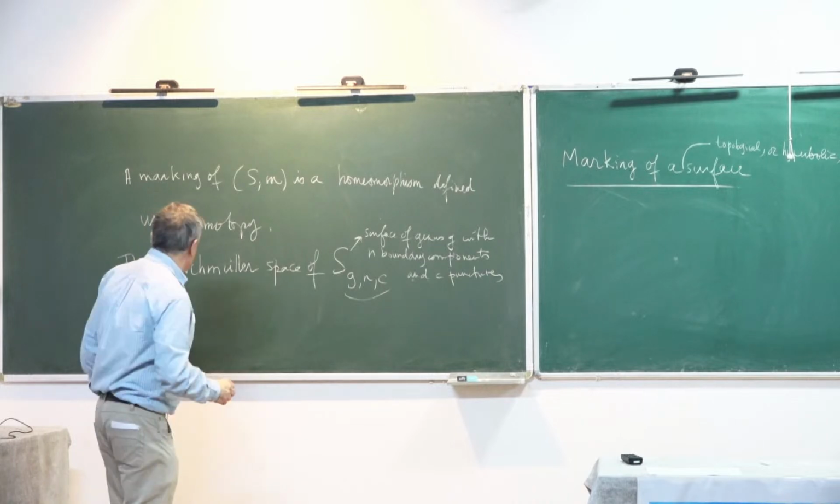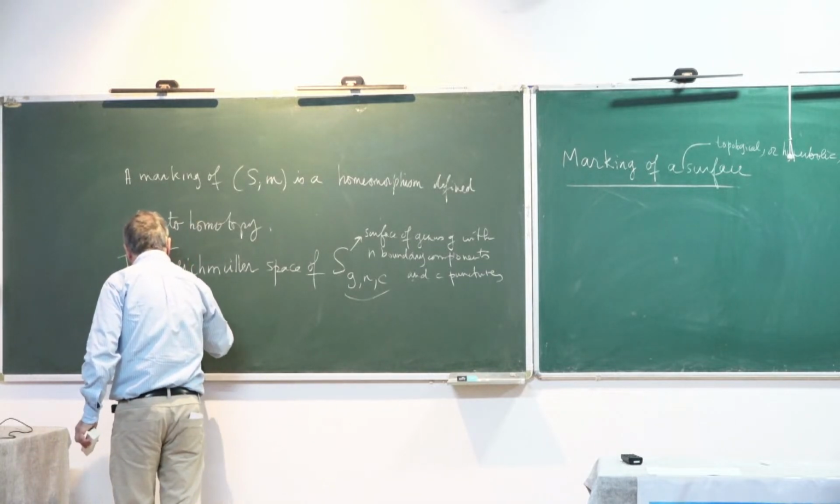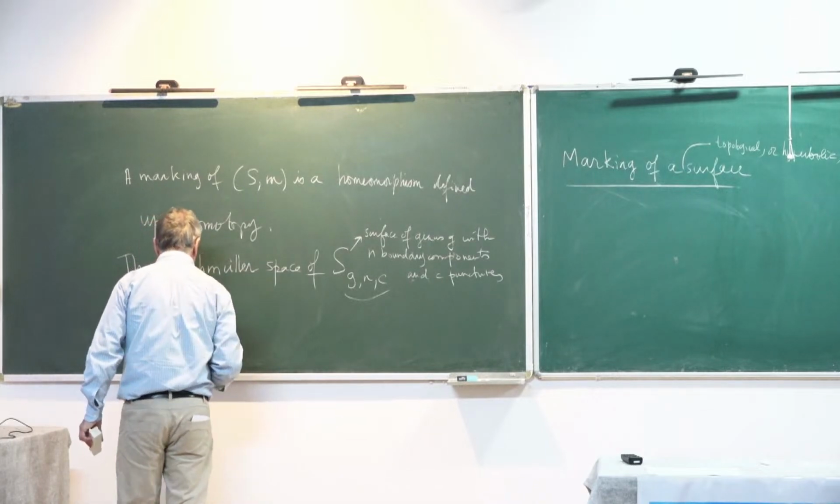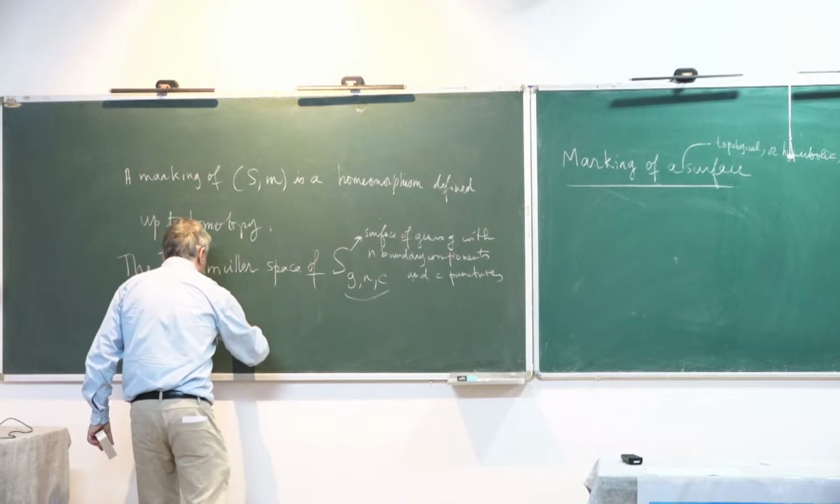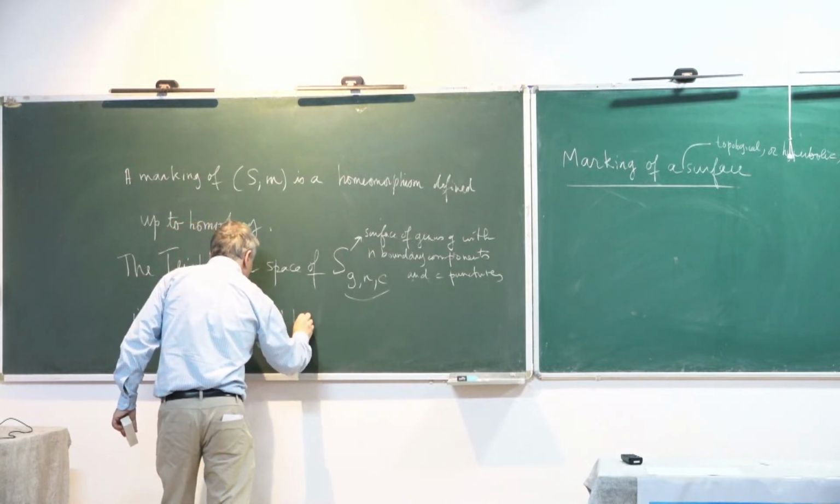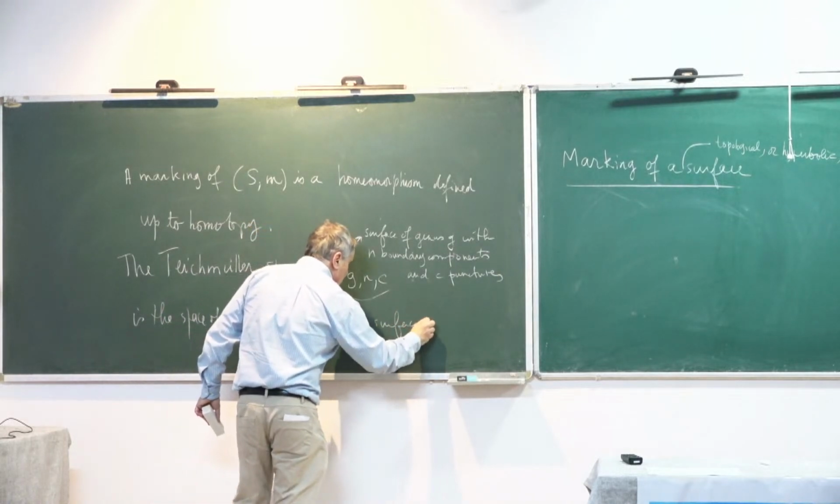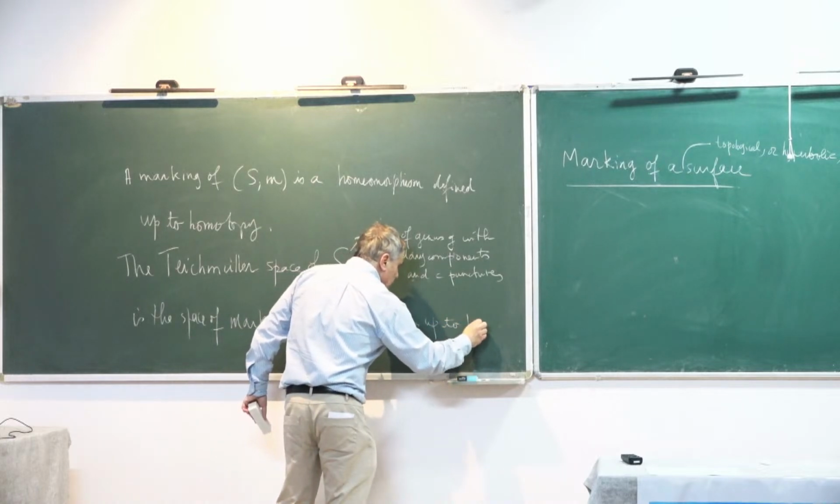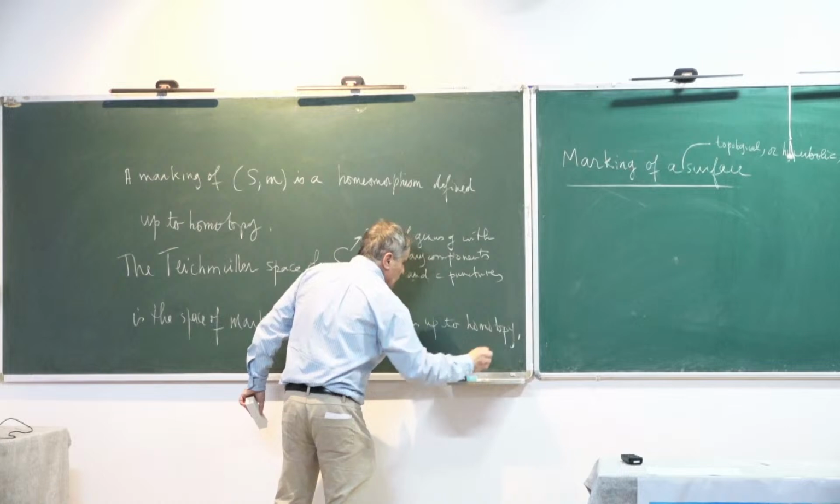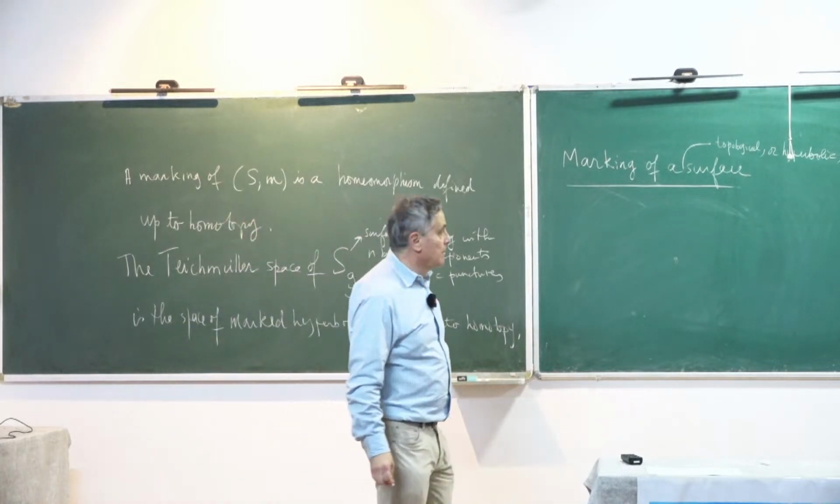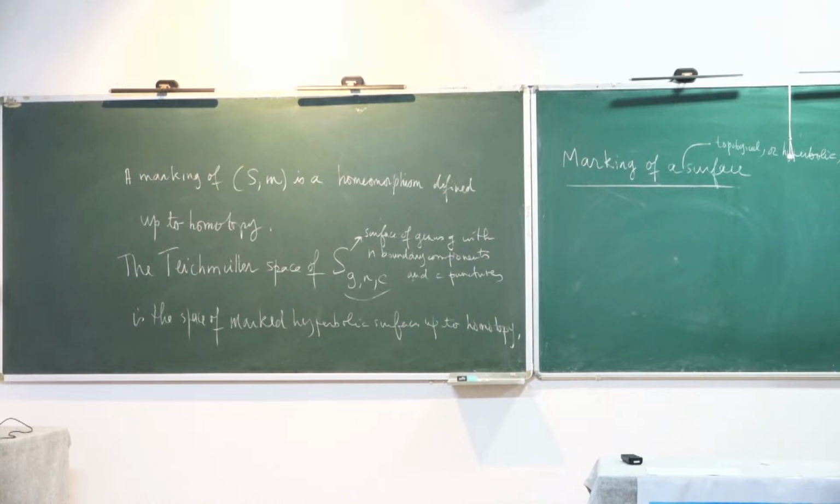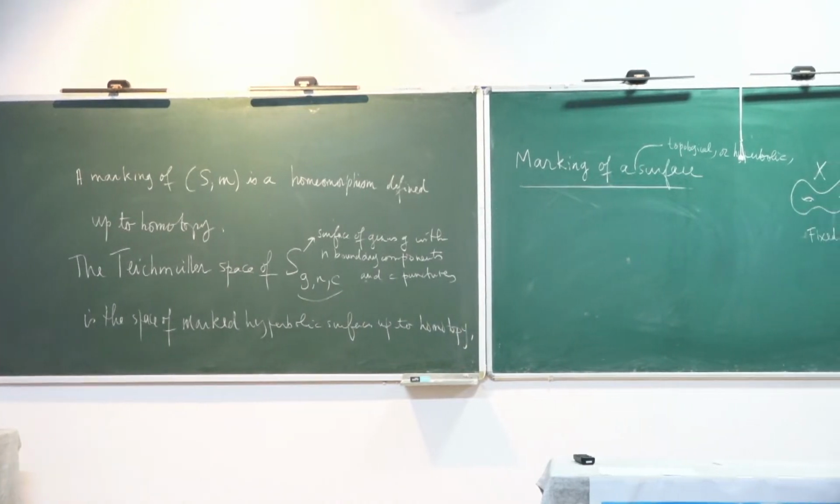The Teichmüller space of this surface is the space, well, of marked hyperbolic surfaces up to homotopy. So I'm complicating a little bit the definition, but this is much more precise. I gave you the idea before. Now you must deal with the marking.